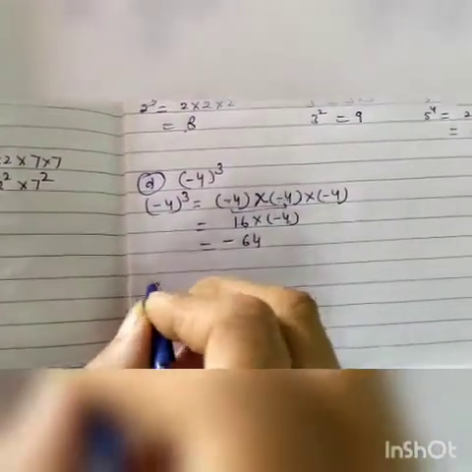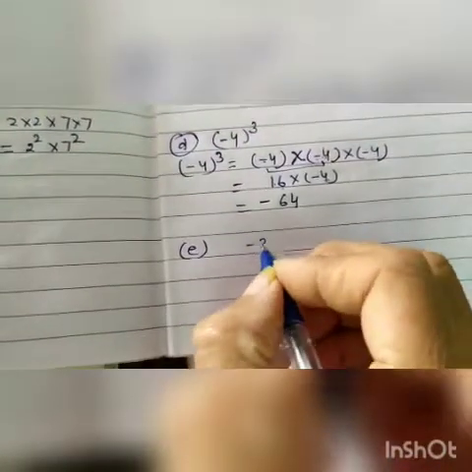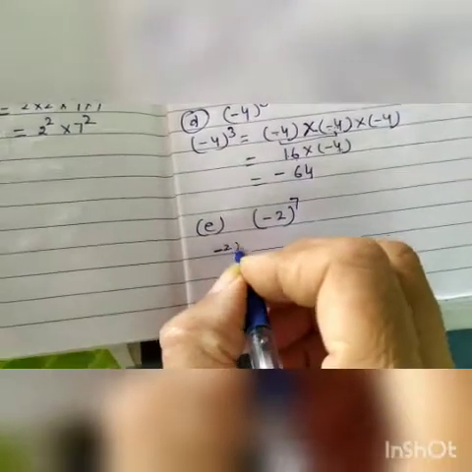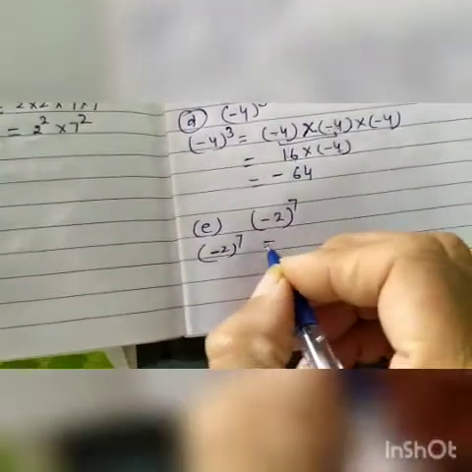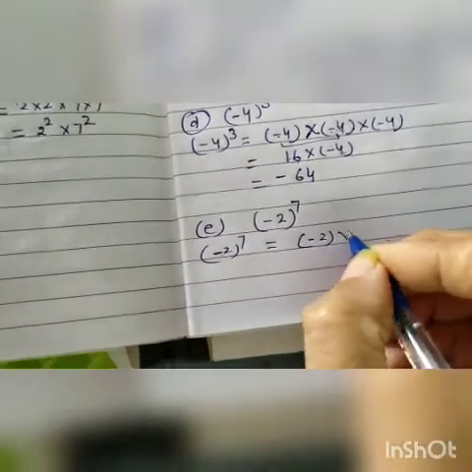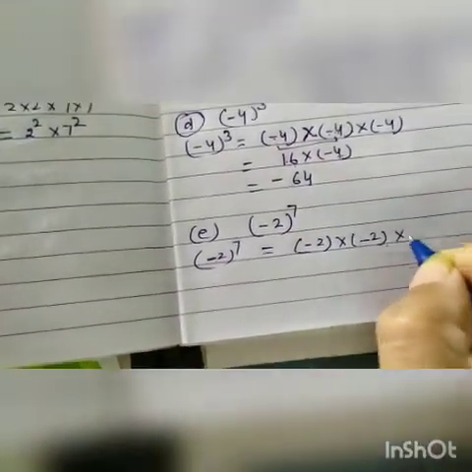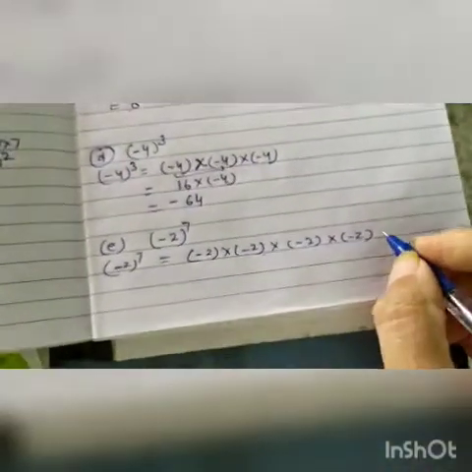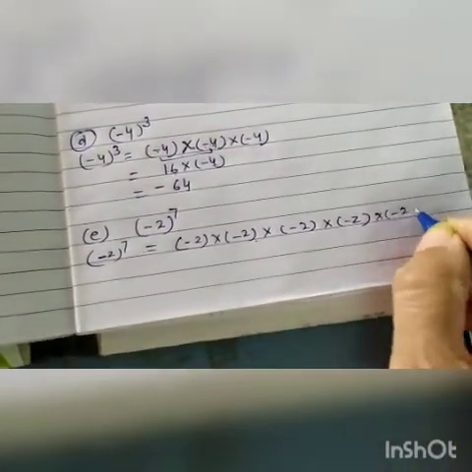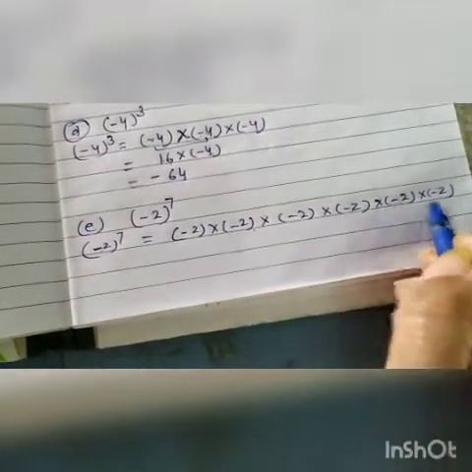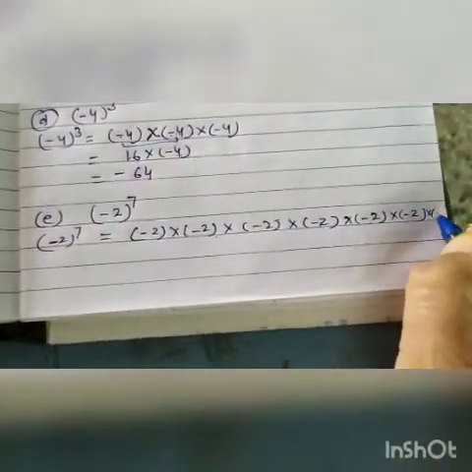Then E part. In E part, we have to find the value of (-2)^7. (-2)^7 means we will write minus 2 seven times: minus 2 into minus 2 into minus 2 into minus 2 into minus 2 into minus 2, 1, 2, 3, 4, 5, 6, into minus 2.